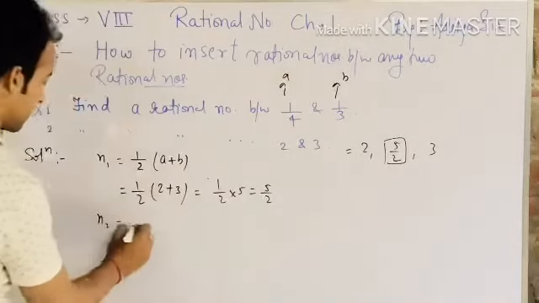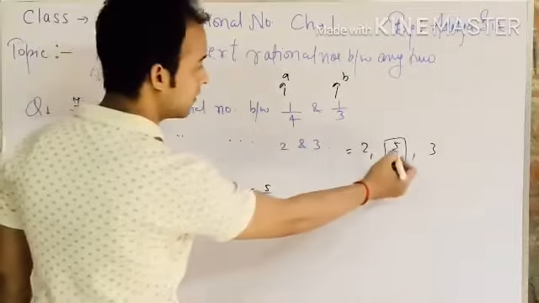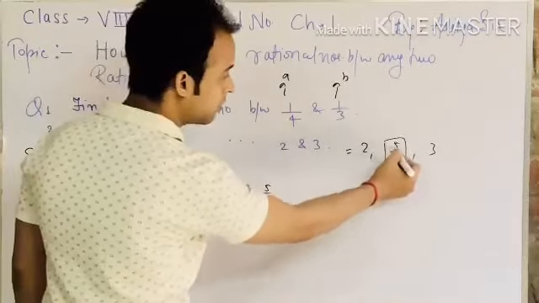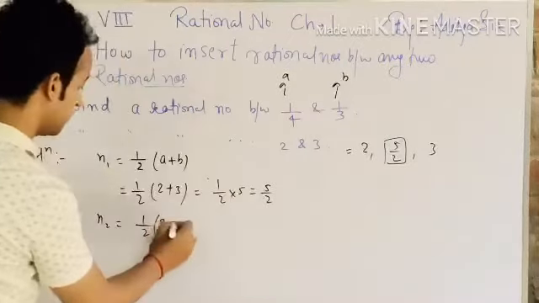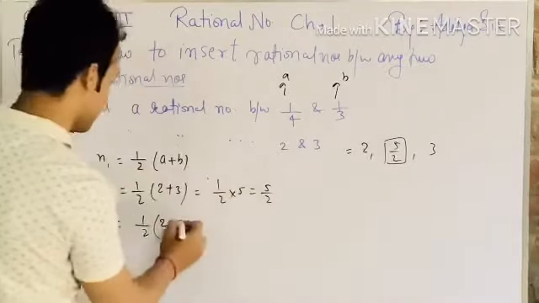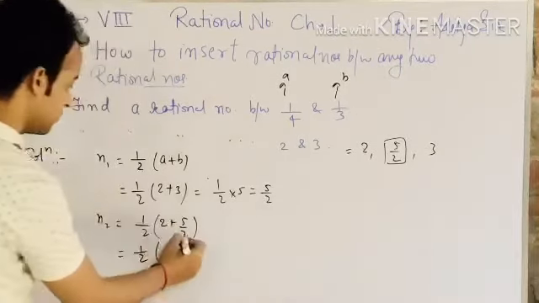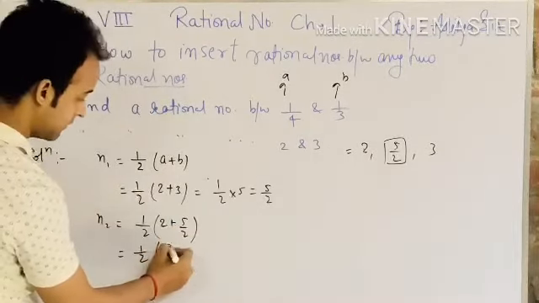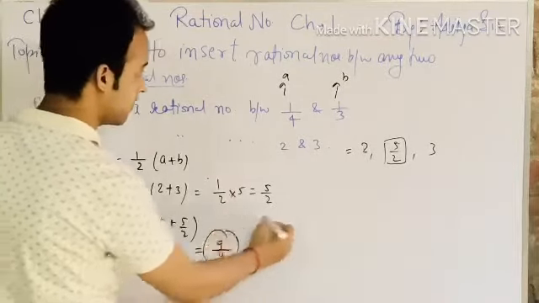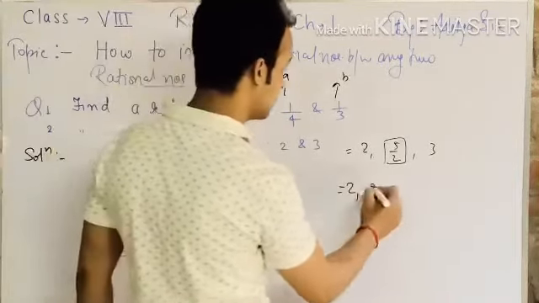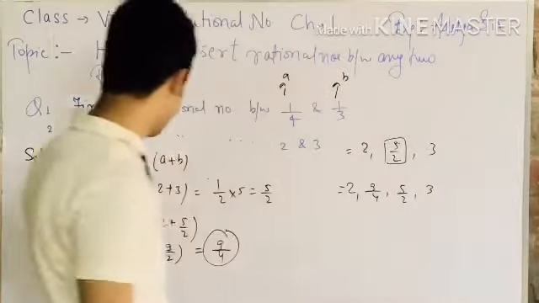For the second one, half of (a plus b). If you want to insert a number between 2 and 5 by 2, then in place of a put 2 and in place of b put 5 by 2. That is half of 2 plus 5 by 2, that is half of 9 by 2, that is 9 by 4. So the numbers are 2, 9 by 4, 5 by 2 and 3.